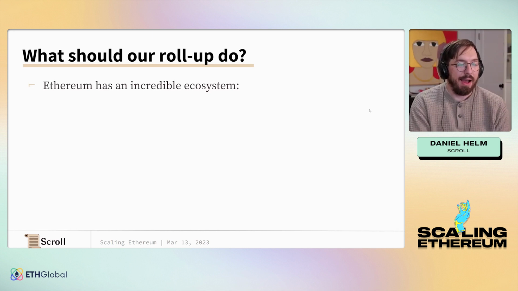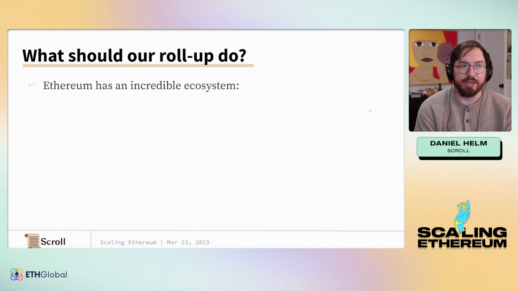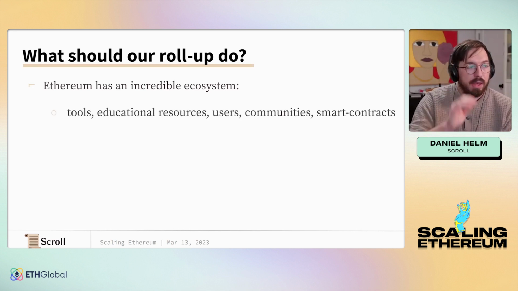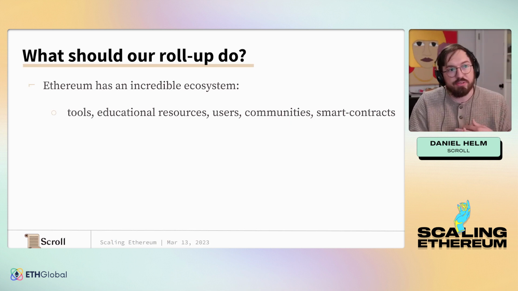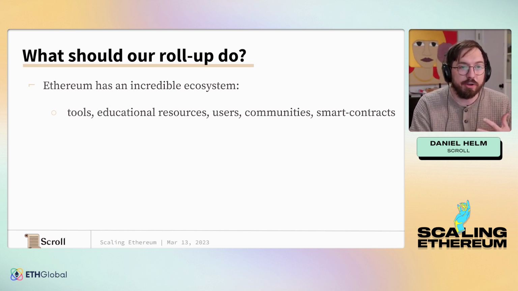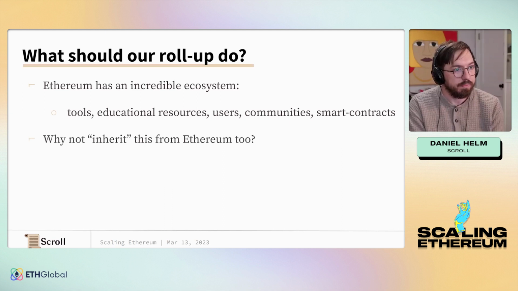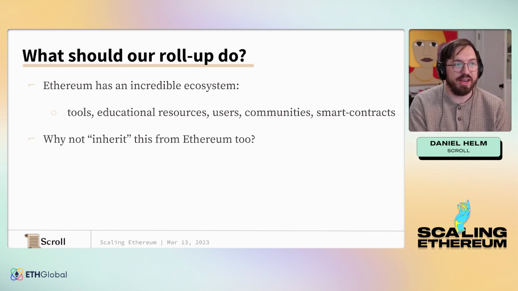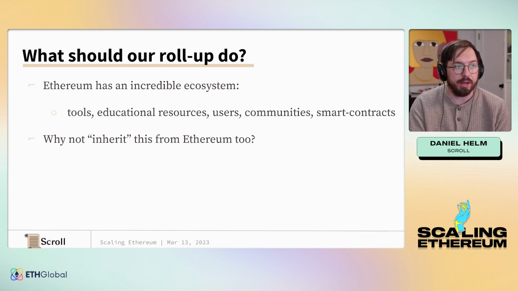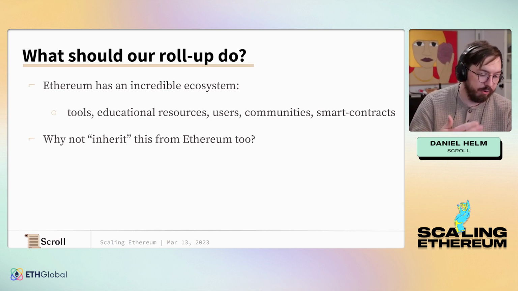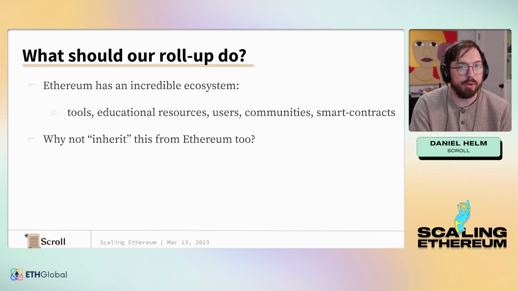And maybe the insight that I would bring here is that Ethereum has an incredible ecosystem already. We're all a part of this community by being part of things like ETH Global, and we already get to gain the benefits of the tools, the educational resources, the users, the communities, the smart contracts. All of these things pre-exist in the Ethereum ecosystem, and they're what make it so rich and so attractive to developers. And so the question is, if we're going to inherit Ethereum security, why not try to inherit all of these things too, right? Why make someone learn a whole new paradigm if we can make these things also get extracted into what we're building on top of Ethereum?